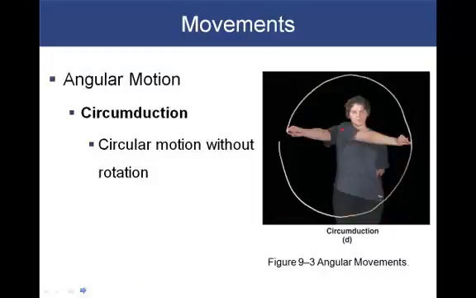Angular motion, circumduction, can be demonstrated by the shoulder joint, as an arm creates a circular motion without rotating. We see that this is an example of circumduction.